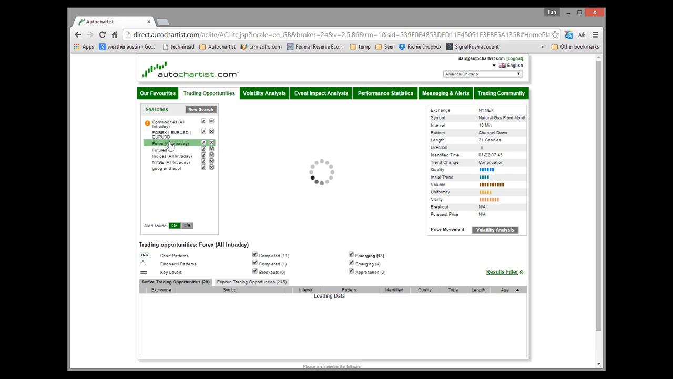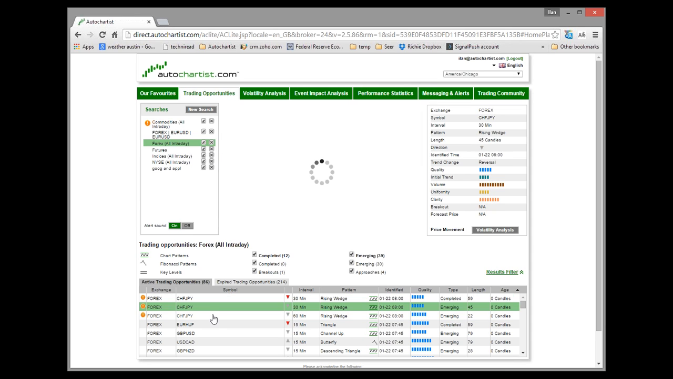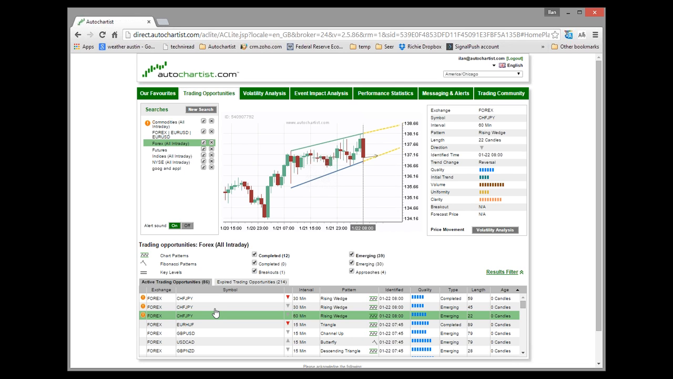Let's get back to forex. So let me continue with that. There's a whole bunch of breakouts coming through now on the forex market. Let me highlight those for you. So it looks like Swiss franc, Japanese yen has broken through support level on 30 minutes and 60 minutes.